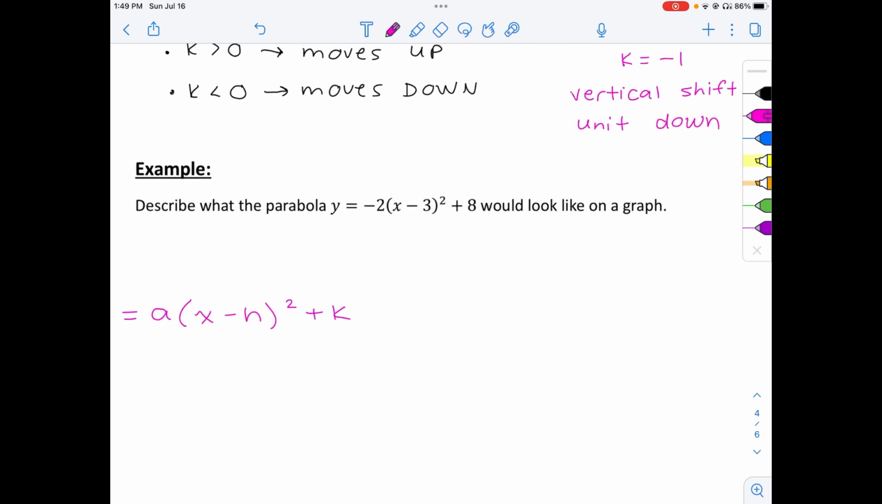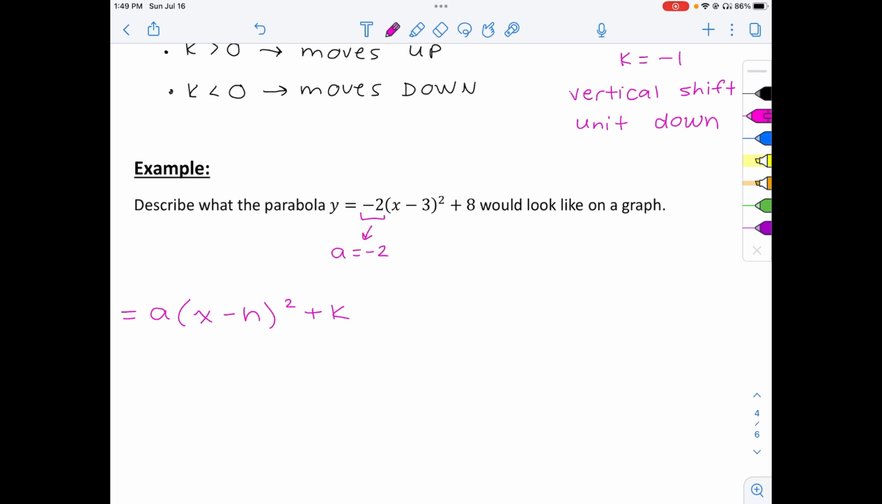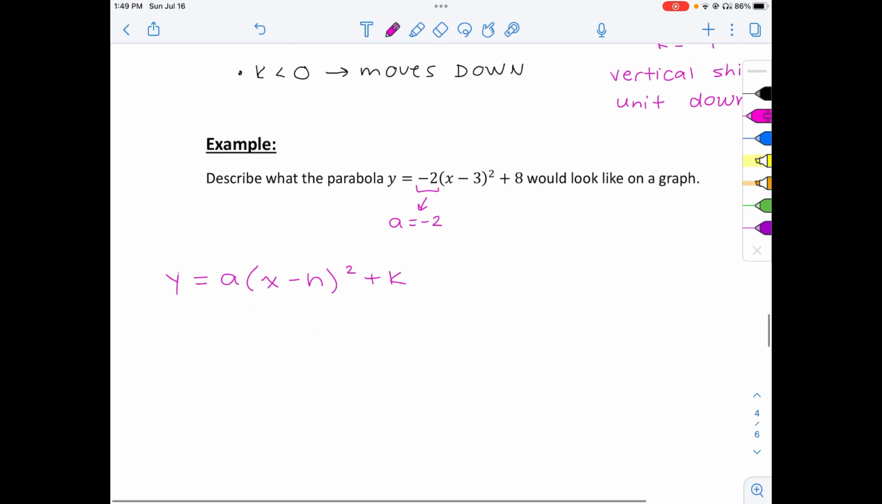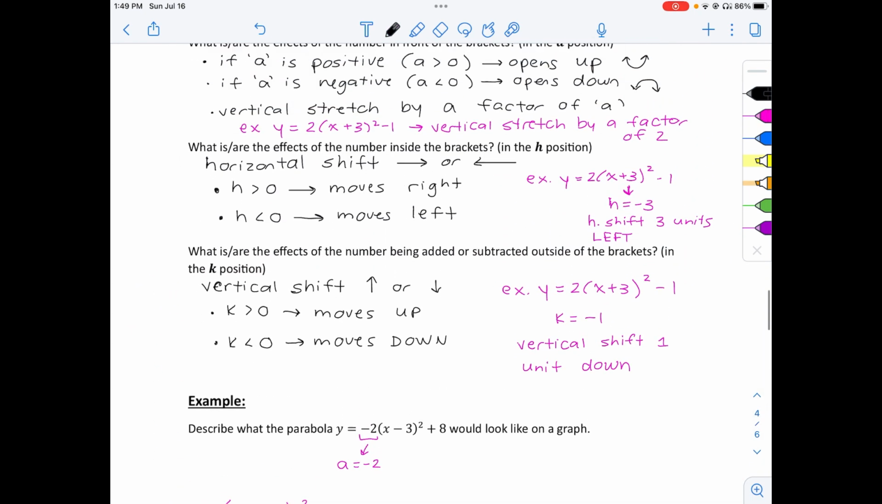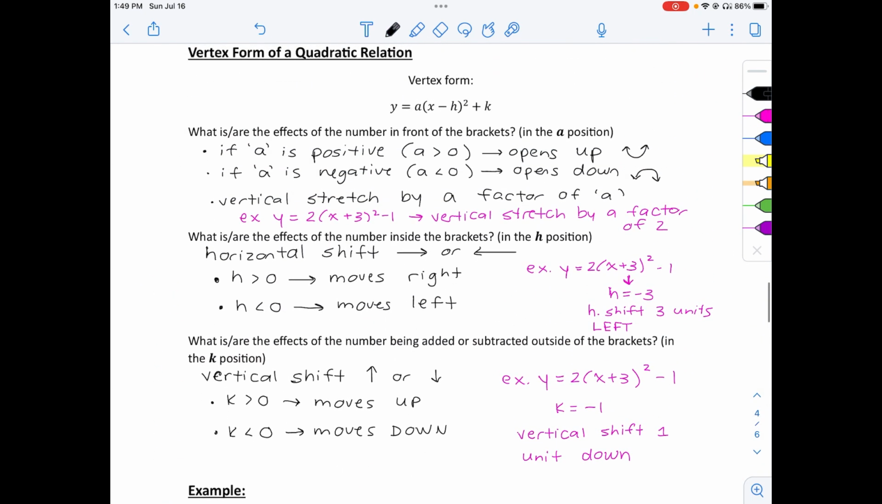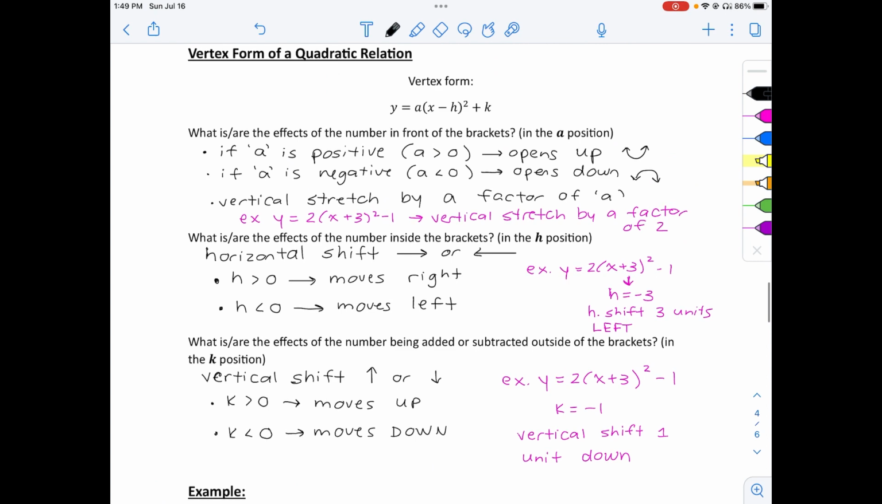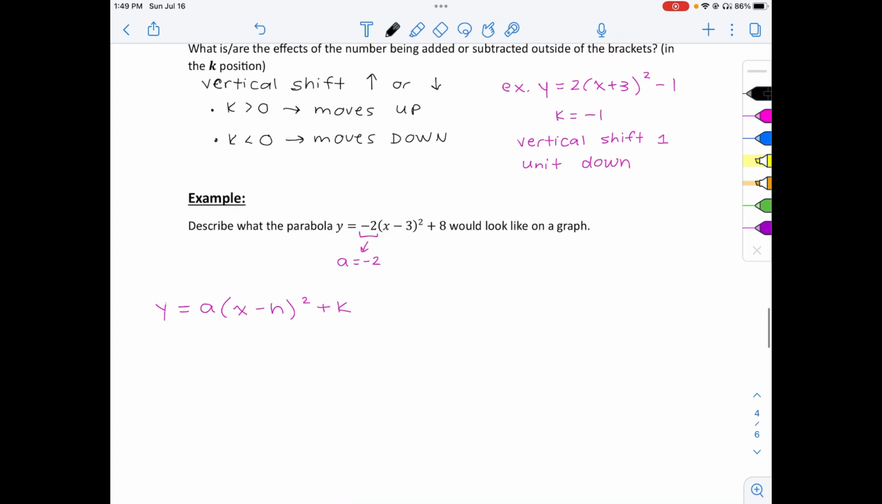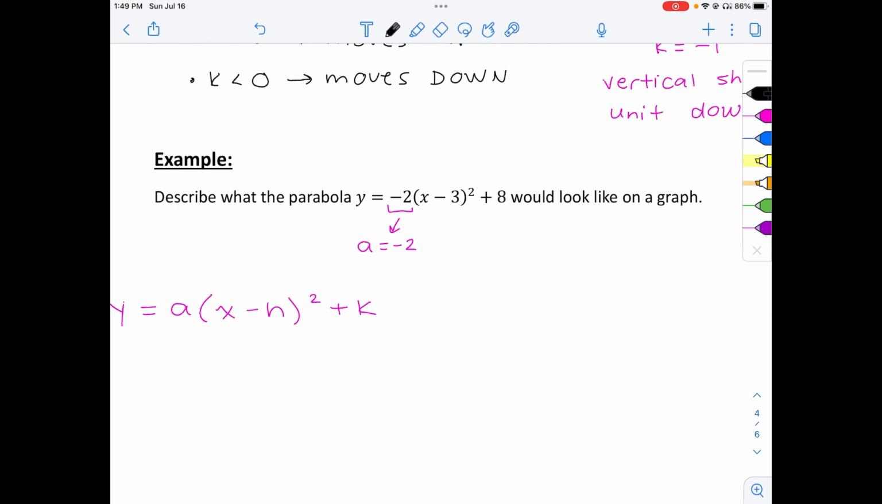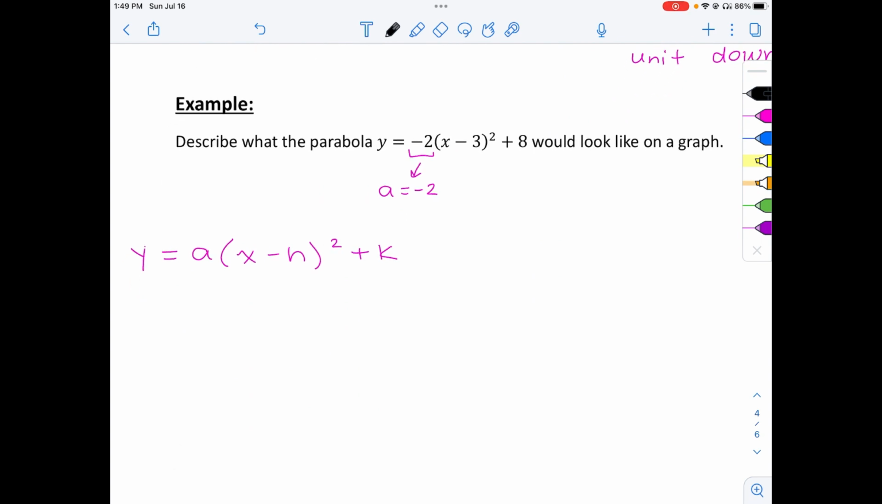Okay, so here, this is my a value. So a is -2. And if we recall, we said that a tells us two things. It tells us if the graph is opening up or down, and it also tells us what the vertical stretch factor is. Okay, so here, the negative is telling us that it opens down. So negative a says that the parabola opens down.